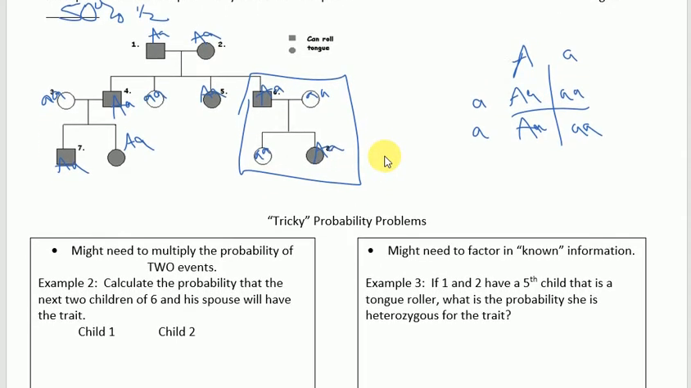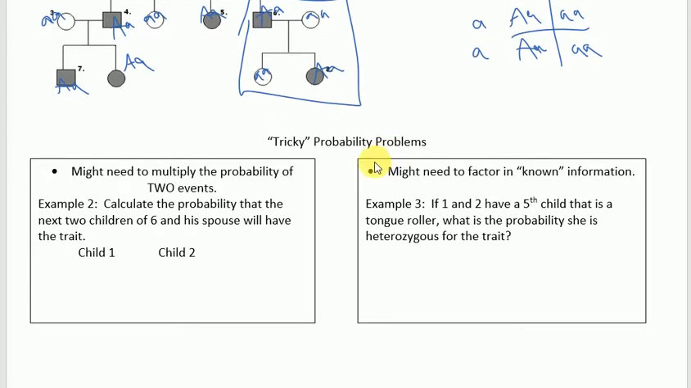so let's look at some tricky possible problems. So you might need to multiply the probability of 2 events. So for instance, calculate the probability that the next 2 children of 6 and his spouse will have the trait. Well, we already determined that the next child has half a chance. So it would be the same thing for another child. So we're looking at 1/2 times 1/2. There would be a 25% chance.